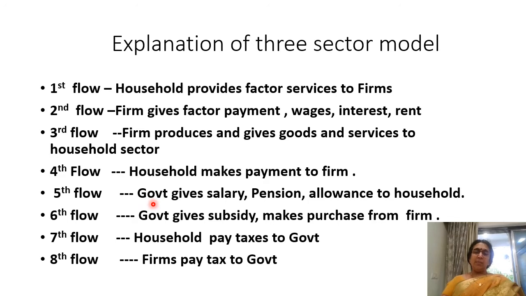The 5th flow onwards, the 3-sector model starts. In the 3-sector model, we know that government is giving salary, pension and other allowances to the household. 6th flow, government is giving subsidy and make purchases from the firm. The 7th flow, when the government is helping the household and the firm, naturally household has to pay taxes to the government. I told you, household, where yourself and myself, we all pay various type of taxes to the government.